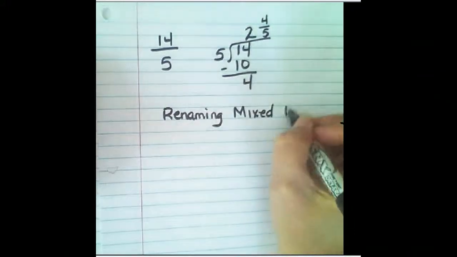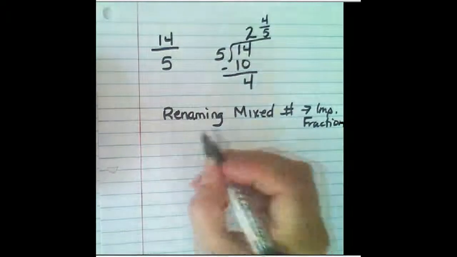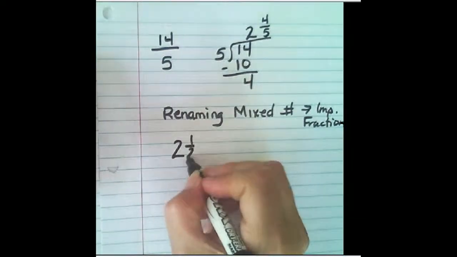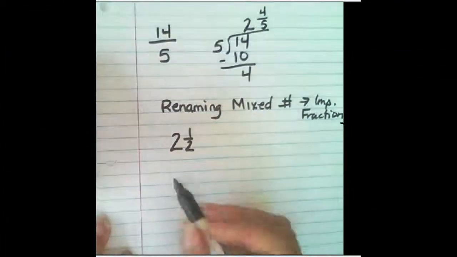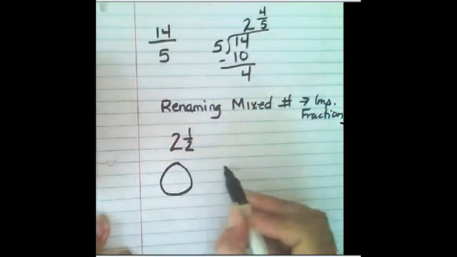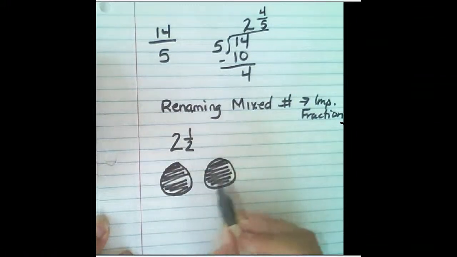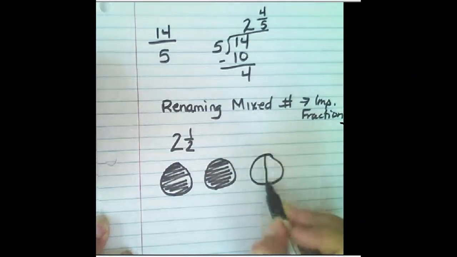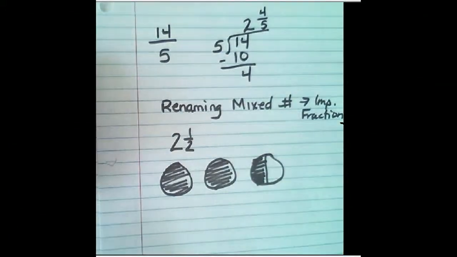Now we're going to look at how we rename a mixed number to an improper fraction. Let's look at the mixed number 2 1/2. Some of you might be able to visualize things better if I draw a picture. So I'm going to draw 2 whole circles that are shaded in, and then another circle where half of the circle is shaded in to represent that 2 1/2.